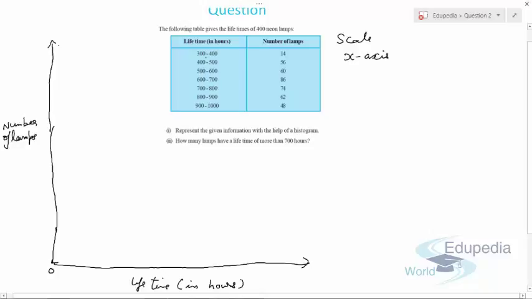For the x-axis, first we need to check the class width. Each class width is 100, so this means the classes have equal width. Now we need not have proportionate data, right? You remember we have discussed these types of questions in previous videos also. For the x-axis, 1 centimeter equals 100 hours of lifetime, and for the y-axis, 1 centimeter represents 5 lamps, right?